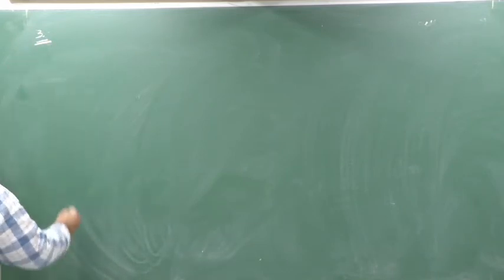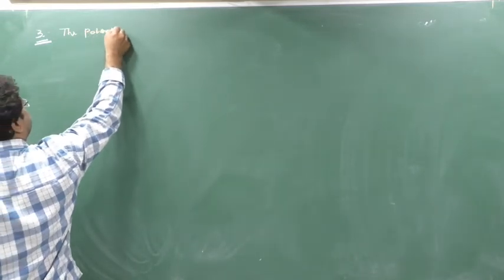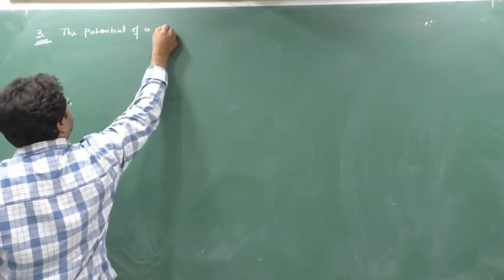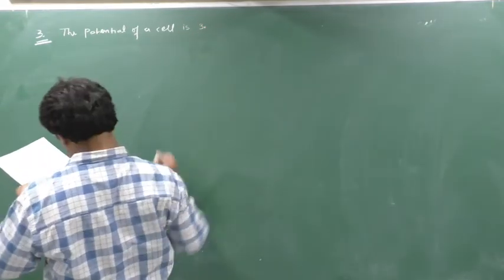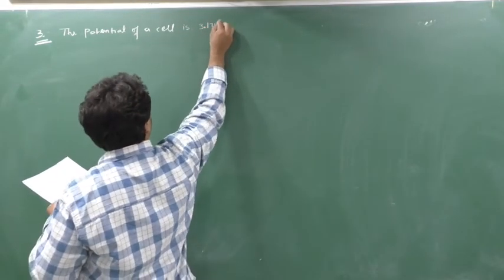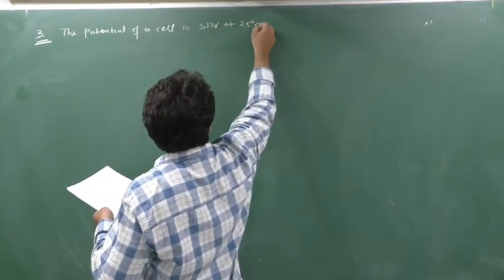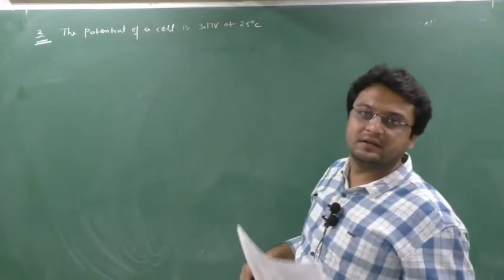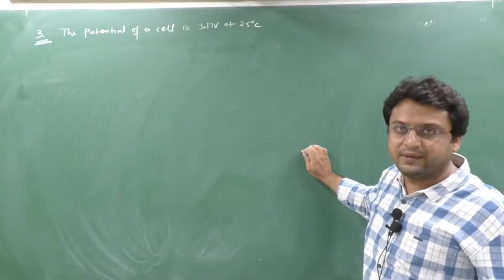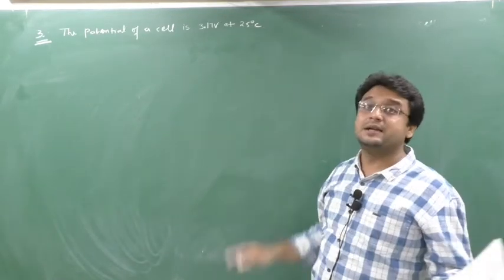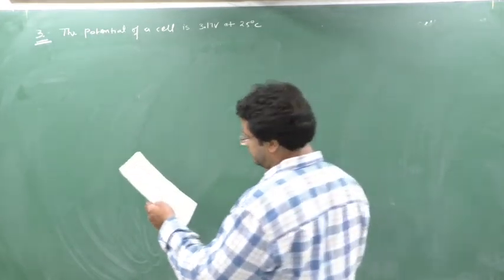The potential of a cell is 3.17 volt at 25 degrees Celsius. See, 25 degrees Celsius means standard cell. Convert this 25 into Kelvin, 273 plus 25, 298 Kelvin, yes or no? So this shows a standard cell. Understanding? Okay.